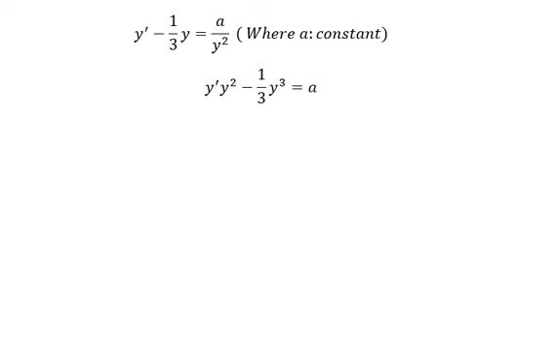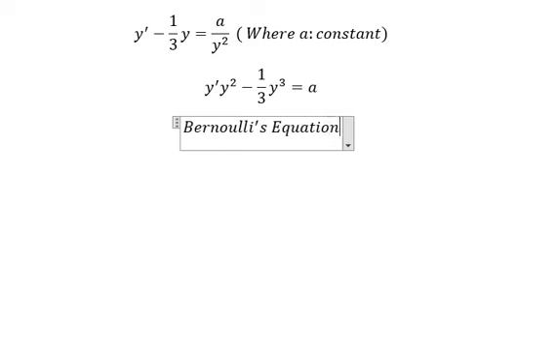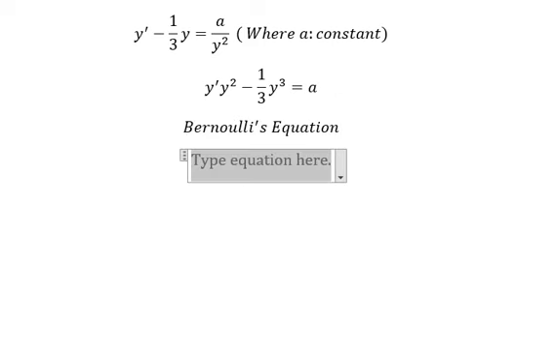Next, we have y to the power of 3 and first derivative of y with y squared, that is about Bernoulli's equation. So in this situation, I will put v equals to y to the power of 3.